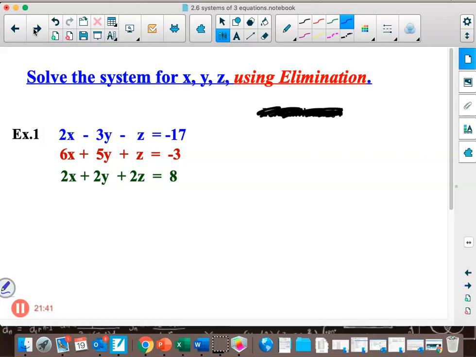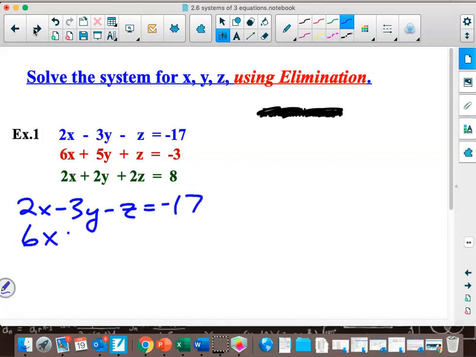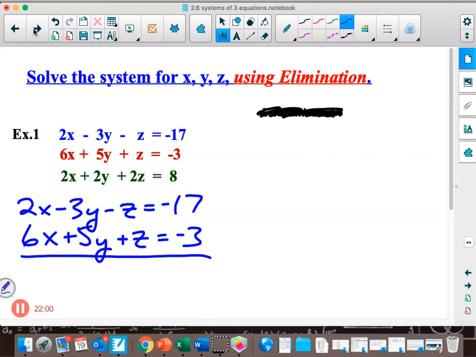Okay, so we're going to start, I'm going to rewrite the first 2 equations. You don't have to rewrite them. I'm going to rewrite them just so that you can see it more clearly. So we're going to do the top and the middle. And I want you to add them together. So take 10 seconds, add these together. Be careful with your positives and your negatives.